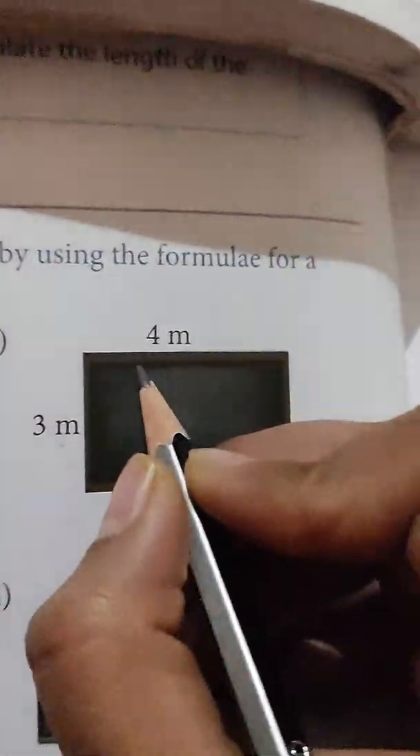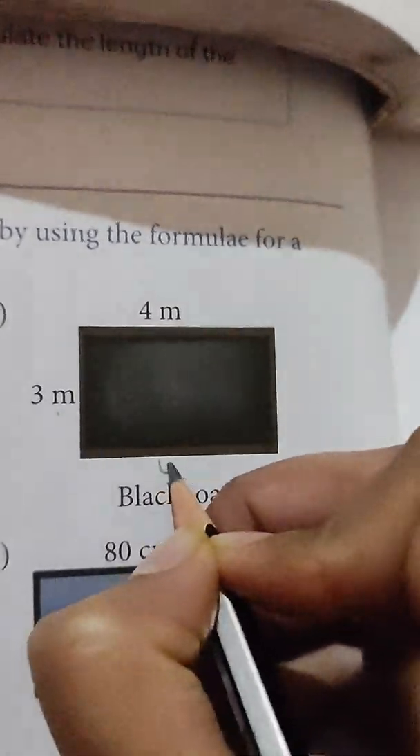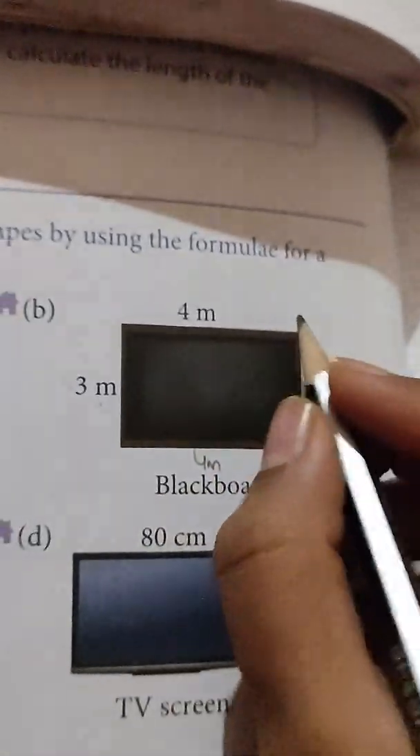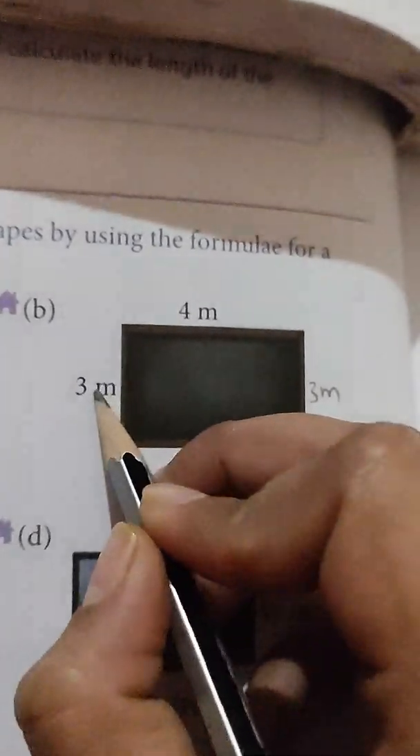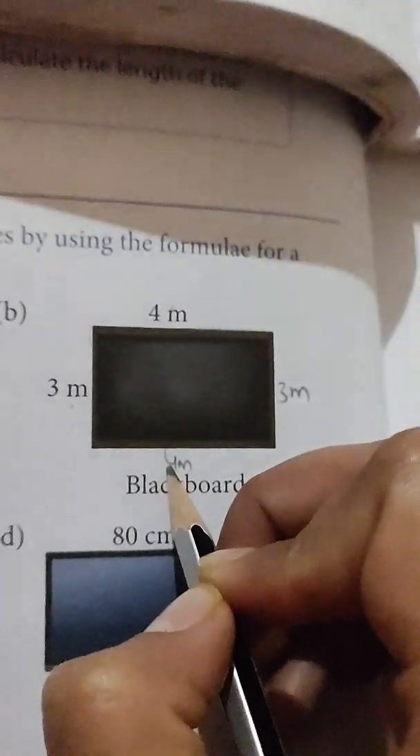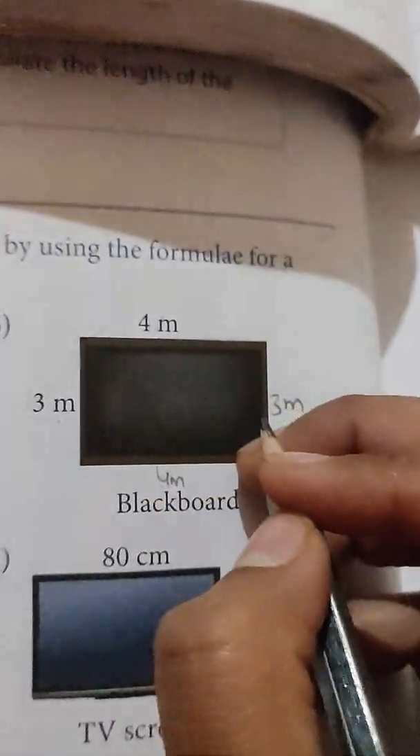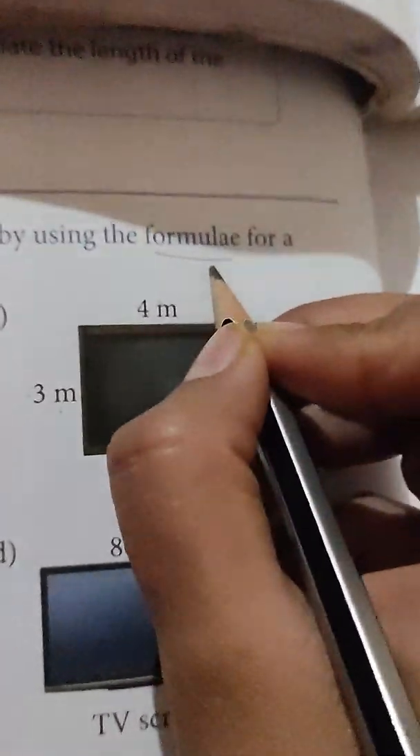So here, as you can see, this is 4 meter, so I have told you that the opposite one will also be 4 meter and this one will also be 3 meters. Okay, no problem. So you can also add 4 plus 4 is 8, 3 plus 3 is 6, 8 plus 6 is equal to 14. Okay, now the formula will be the same. But he has told you to use the formula, so we have to use the formula.